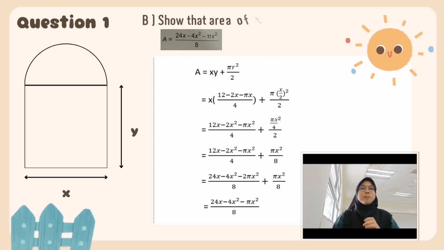For the B question, to find the area, we are using xy plus pi r squared over 2. So we just substitute the information that we got from the A answer just now. So we can substitute y and r, where y is 12 minus 2x minus pi x over 4, and r is x over 2. After we substitute, we can solve the equation and we will get the answer. Area is 24x minus 4x square minus pi x square over 8.